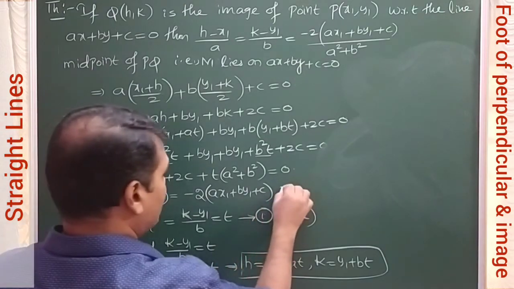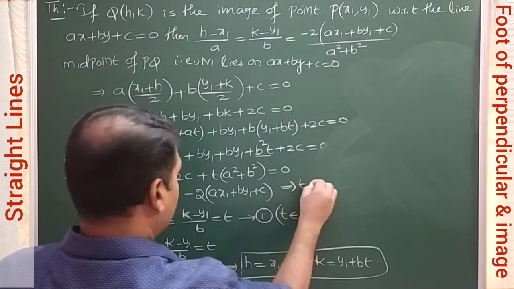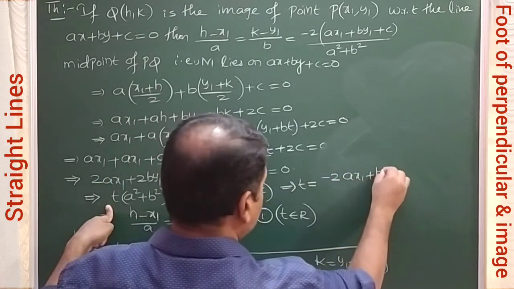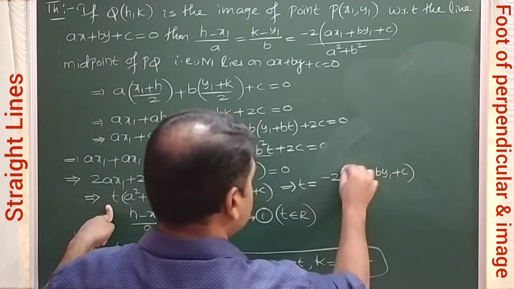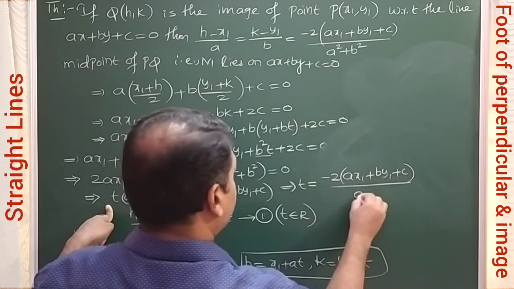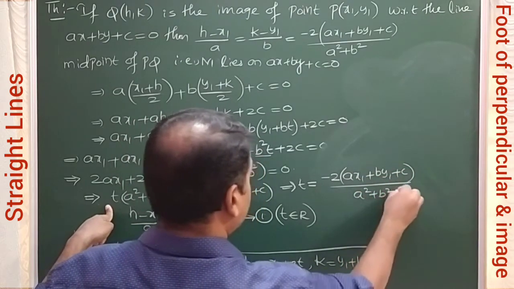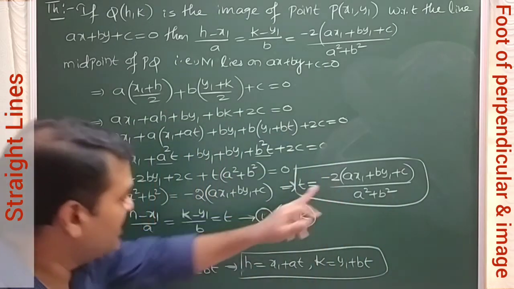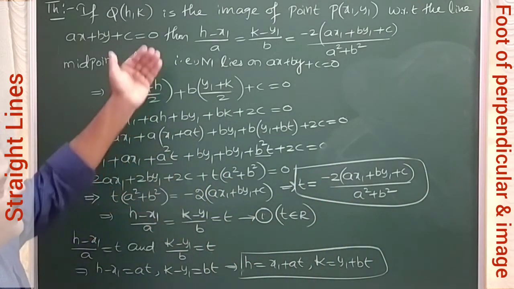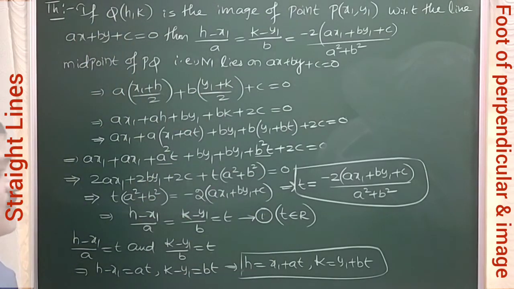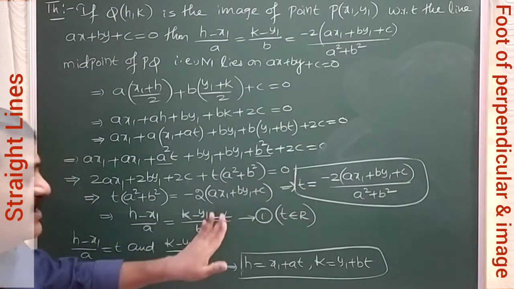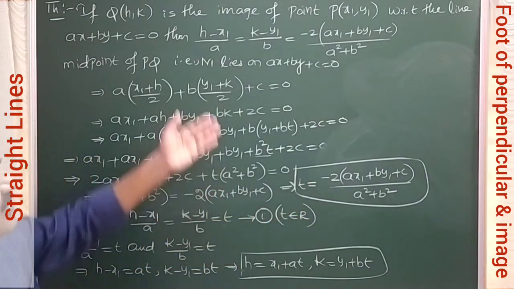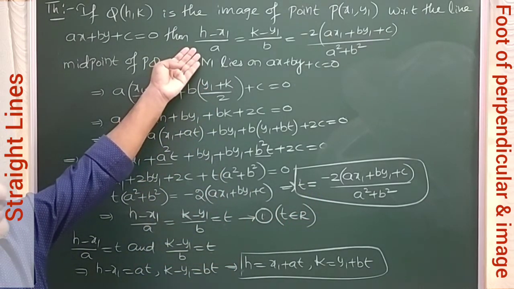What is t from this now? From this you will get t as minus 2 times (ax1 plus by1 plus c) by (a square plus b square). So this is the t value we get. Substitute in equation 1. That is your proof. In place of t, write this. That's all. That is what you require.